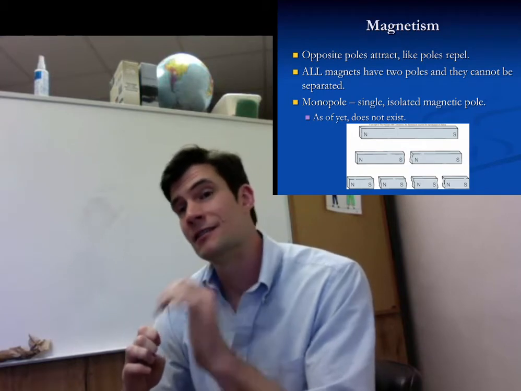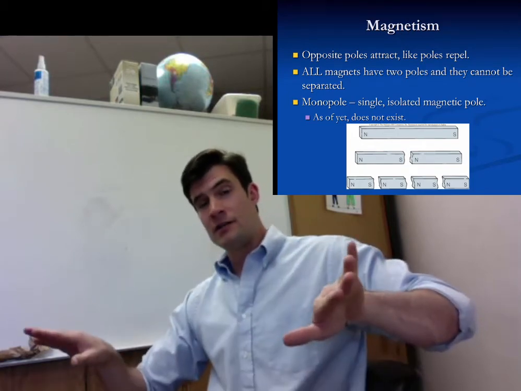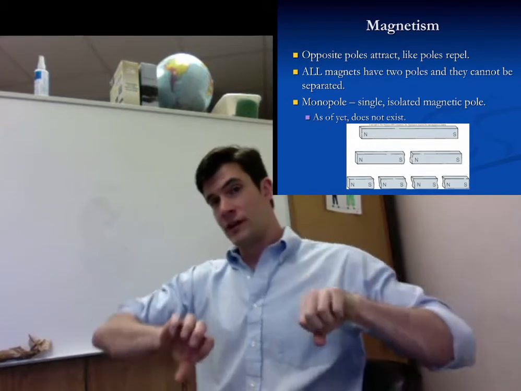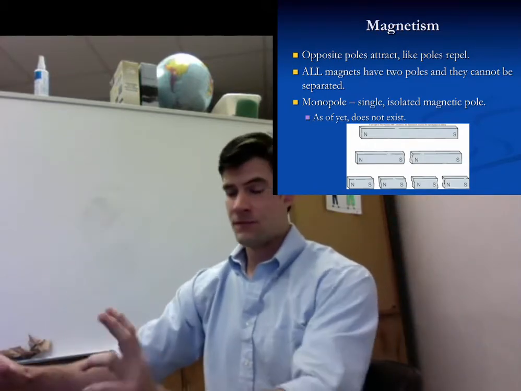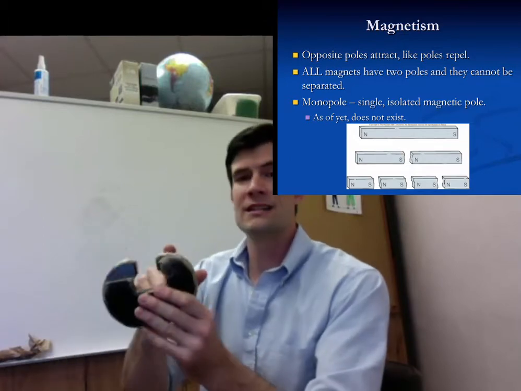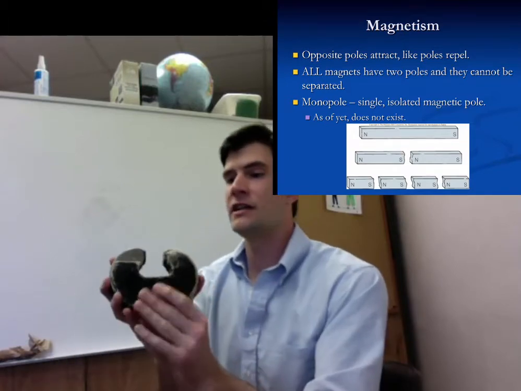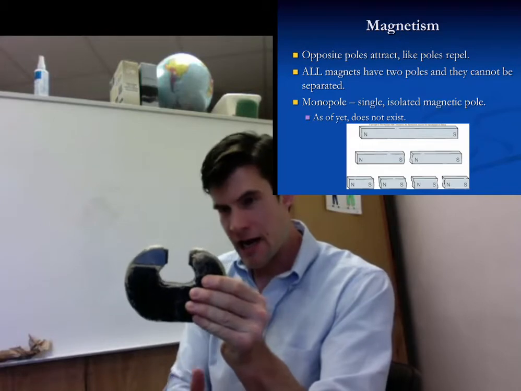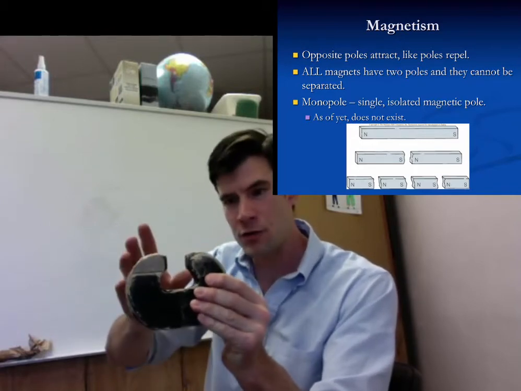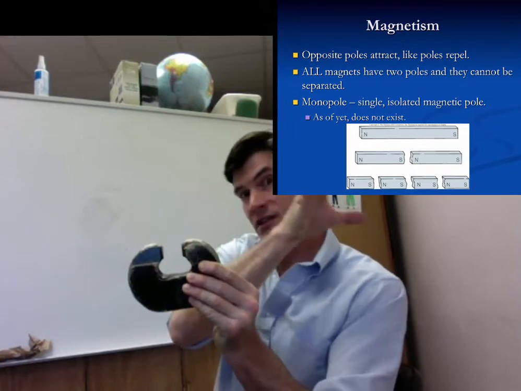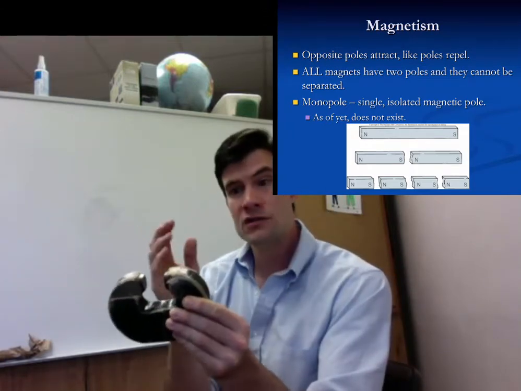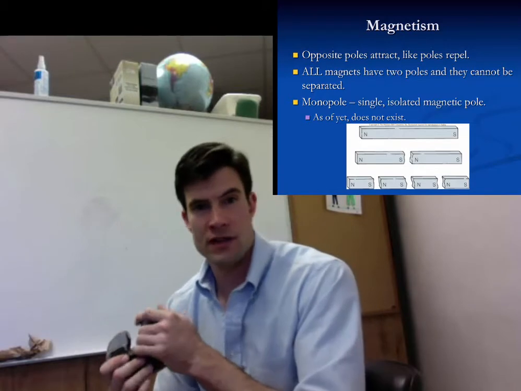And that is that electric charges can be separated. You can have positive charge over here on one object and negative charge over here on another object. Magnetic poles, north and south, cannot be separated. If I were to take this magnet and cut it in half and try to separate the south pole from the north pole, I would not end up with a piece that was just a south and another piece that was just a north. I would end up with two smaller magnets, each with a north and south pole.